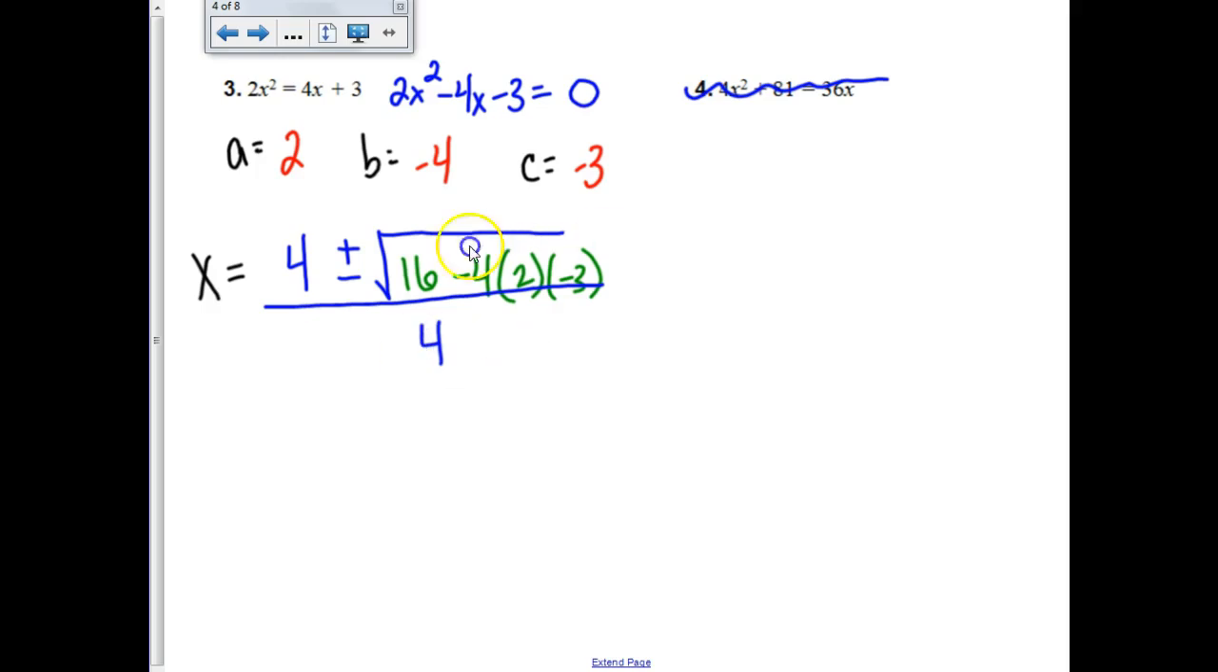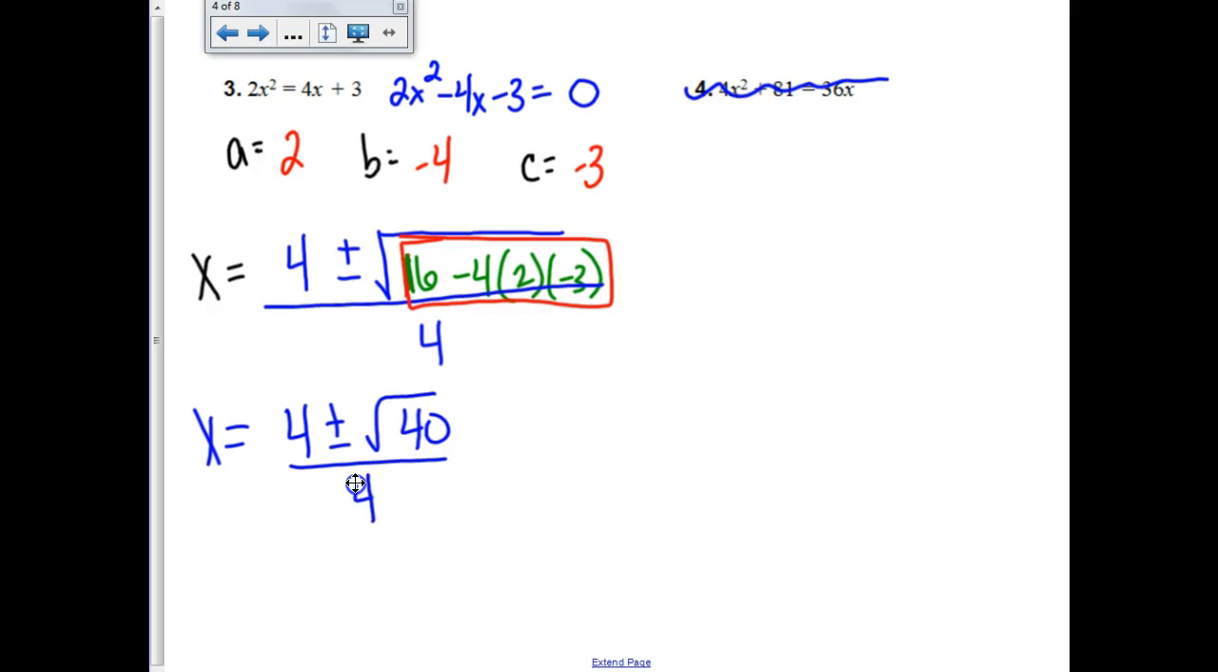Okay, on your calculator, I would like y'all to simplify. Whoops, that's a 16. Got cut off. 16 minus 4 times 2 times negative 3. It's a 16. 40, thank you. So far, I have 4 plus and minus the square root of 40 over 4.